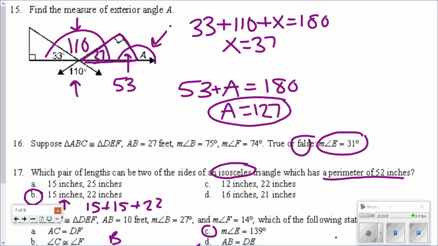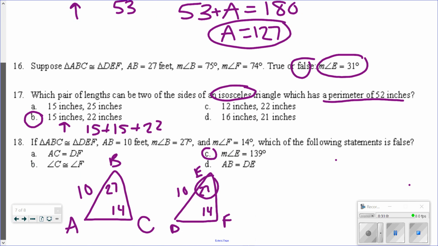I should state that 16, 17, and 18 are really challenging problems. You won't see any this hard on the assessment tomorrow, but you should know these in general, though they are very, very challenging. So if you didn't understand these, don't stress out about them, but it's good to know them.